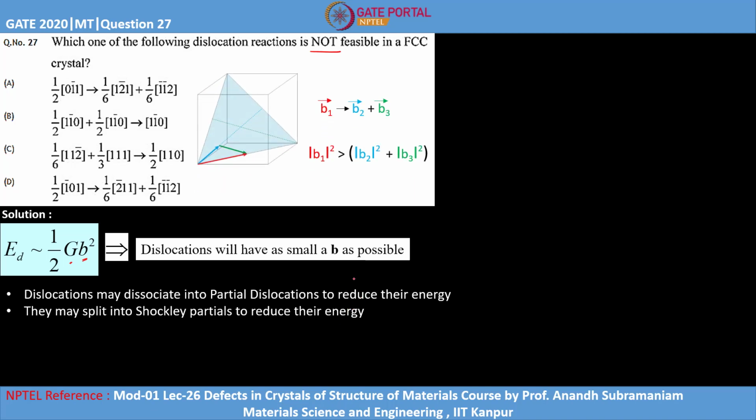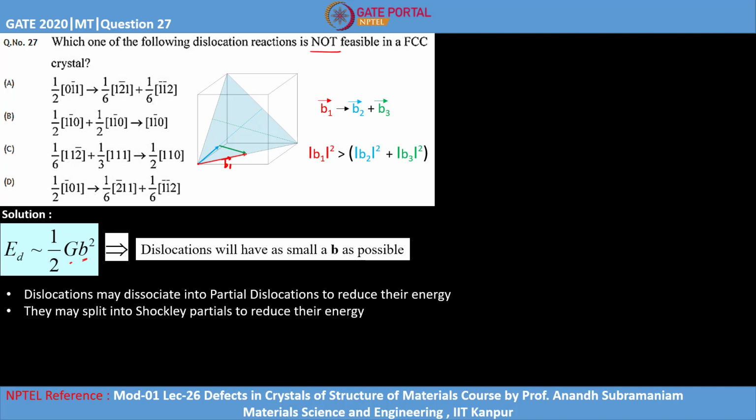Now let's have a look at the FCC crystal and the dissociation of a dislocation. Let's say we have a dislocation with Burgers vector in this red color, b1, and it is moving from this point to this point. So rather than going directly from this point to this point, it can also split into two partials by moving from this location to this, and then again from here to here.